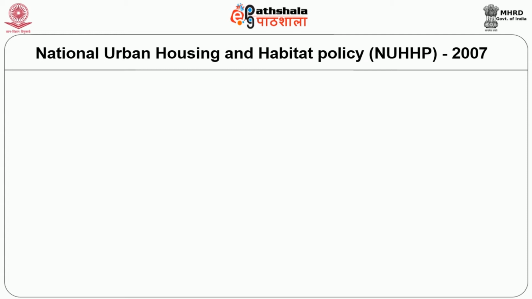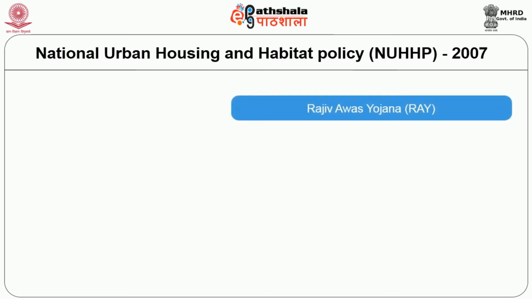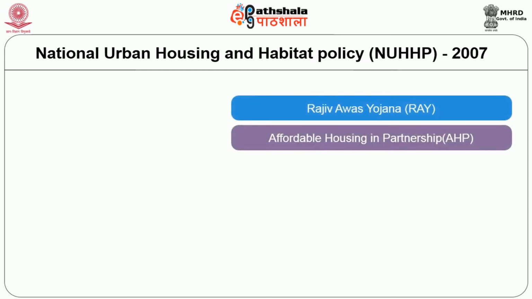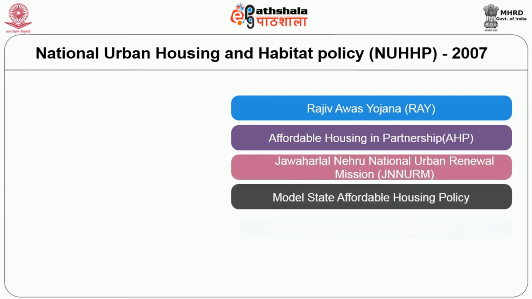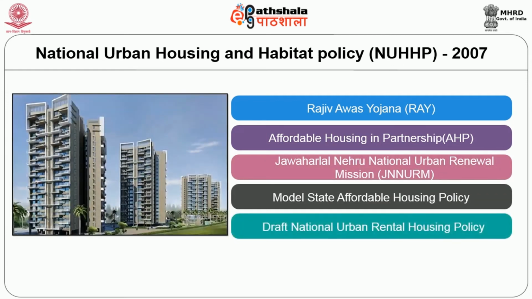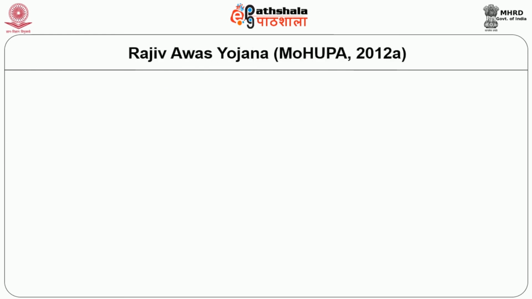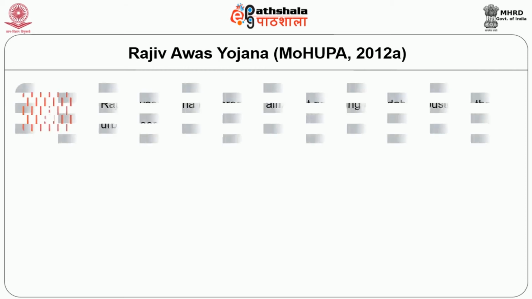The major ones being Rajiv Awas Yojana or RAY, Affordable Housing in Partnership, it's called AHP, and Jawaharlal Nehru National Urban Renewal Mission, JNNURM, Model State Affordable Housing Policy, Draft National Urban Rental Housing Policy. First one is RAY or Rajiv Awas Yojana. Now it's called MOHUPA 2012A. Rajiv Awas Yojana is a program aimed at providing affordable housing to the urban poor.